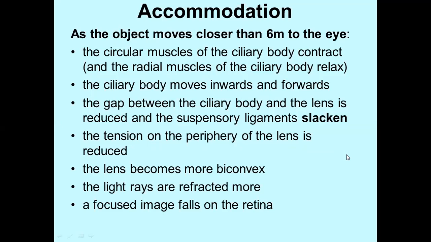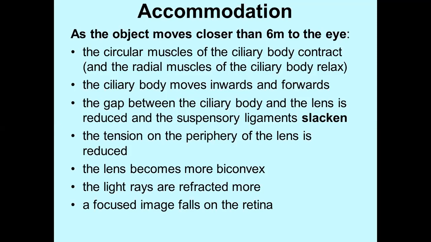So as the object moves closer than 6 meters to the eye, this is the process that happens. The circular muscles of the ciliary body contract and the radial relax, because you know that they're antagonistic to each other. The ciliary body moves inwards and forwards. The gap between the ciliary body and the lens is reduced, and the suspensory ligaments slacken. Now that's the word you've got to use.